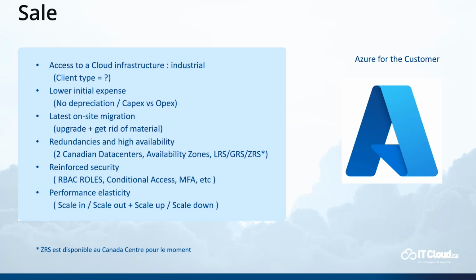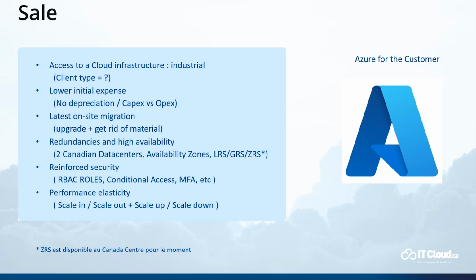Advantage, redundancy, and high availability. In Canadian Azure cloud, we have two Canadian data centers, Toronto and Quebec. Availability zone, local redundancy, geo redundancy, or zone redundancy could be a great opportunity, and if the customer needs that, it could be great. Reinforced security, for sure. All the stuff from Microsoft Office 365, conditional access, MFA, and other stuff will be joined to our RBAC, the granular security from Azure configuration.